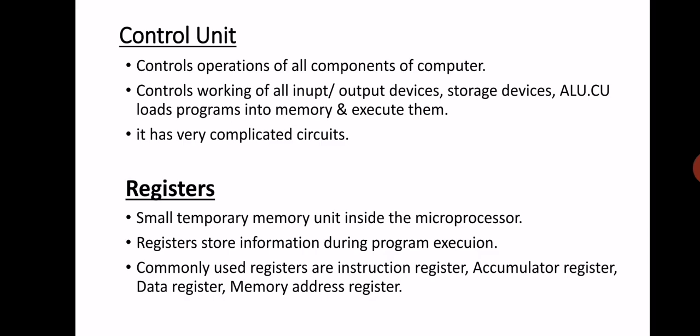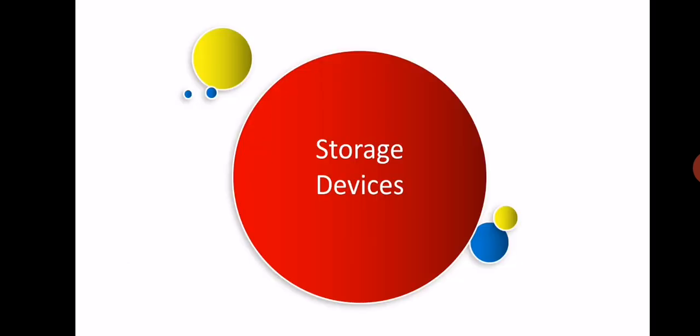Commonly used registers are instruction register, accumulator register, data register, and memory address register. Storage devices. Storage devices are used to store programs and data that are not currently used by the computer. They have huge storage capacity, therefore they are also known as mass storage devices or secondary memory.